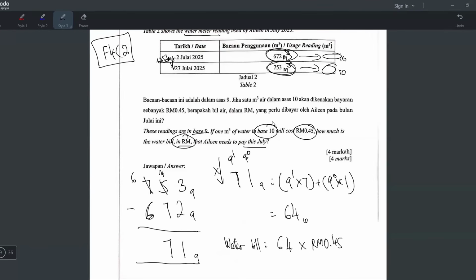Because RM 0.45 is for 1 meter cube. So when you multiply, it automatically gives RM. Okay, so just press, and hopefully you get the same as me, 28.8. But it's RM, so let's write 2 decimal places. 28 ringgit 80 cents basically. Okay, this is how I would do it.